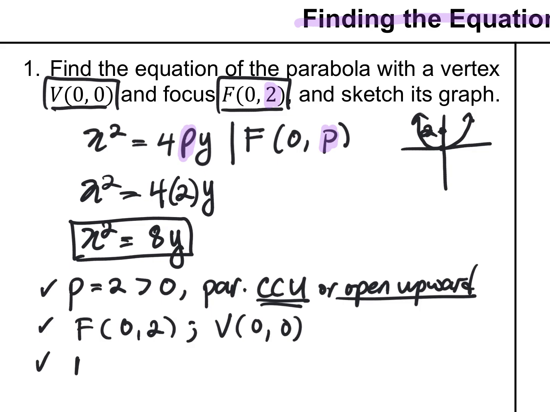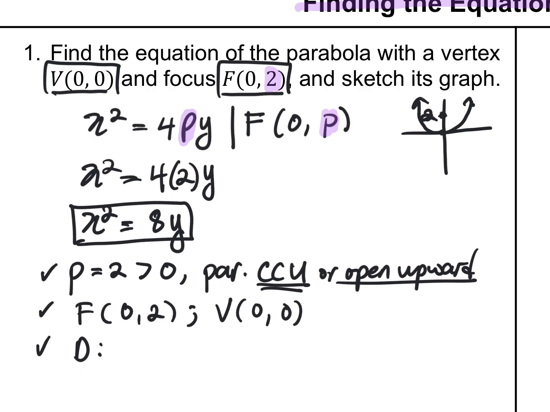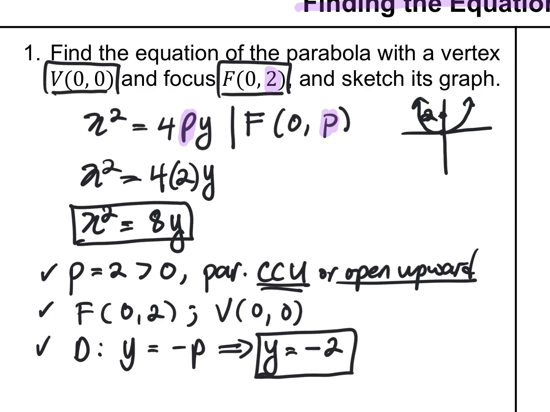Now my directrix. My directrix is going to be located at the opposite of this. This is going to be y equals negative p. So if we put in the value of our p here, negative multiplied by the value of p, which is 2, therefore our directrix is going to be located at y equals negative 2.